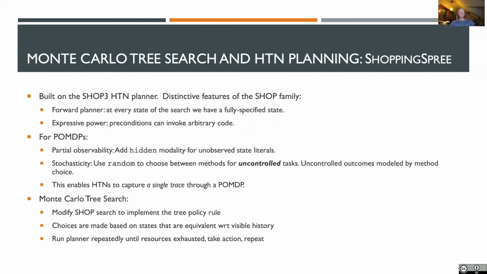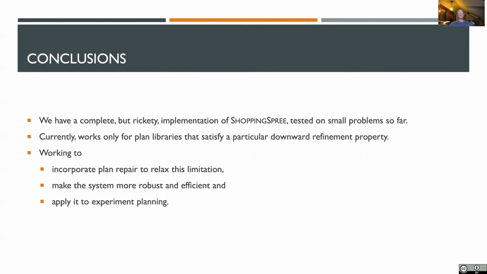To implement MCTS for POMDPs in SHOP, we run SHOP over and over, making the agent's method choices based on a tree policy. One subtlety is that because there is only partial observability, the agent cannot choose its action based on hidden information, only visible information. So our system must choose actions and propagate using sets of states equivalent with respect to observed history while projecting based on full states. So that's a quick introduction to our new system, Shopping Spree.